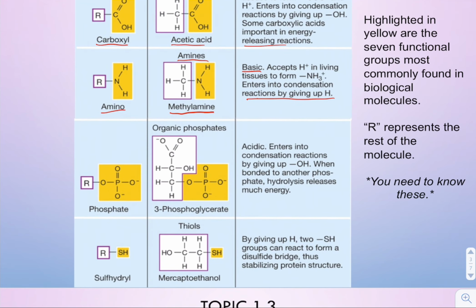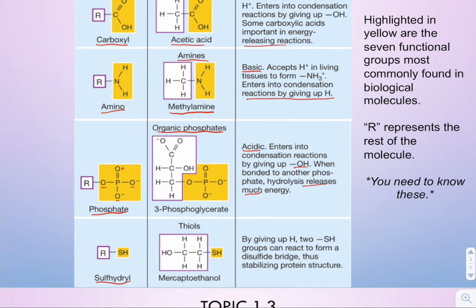Next one up that you should be familiar with are phosphates. So we have a phosphorus double bonded to an oxygen up here, and then a single bond to an oxygen, single bond to an oxygen, single bond to an oxygen. So these are organic phosphates. These are acidic. They enter into condensation reactions by giving up a hydroxyl. When bonded to another phosphate, hydrolysis releases much energy.